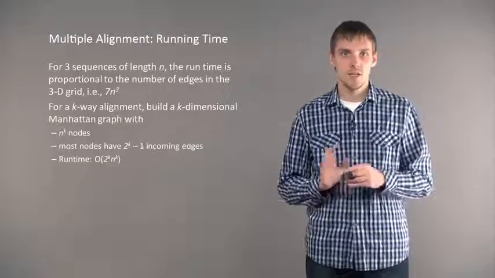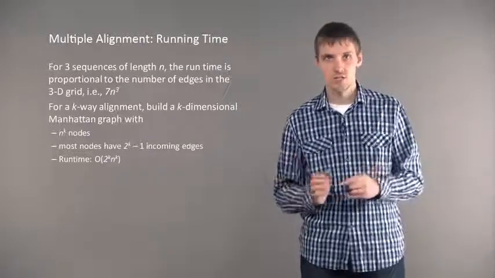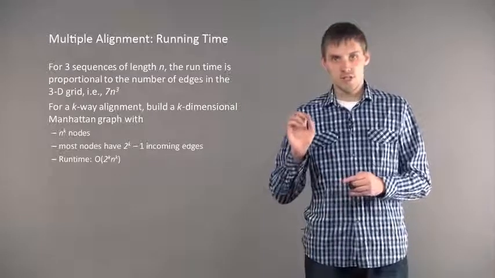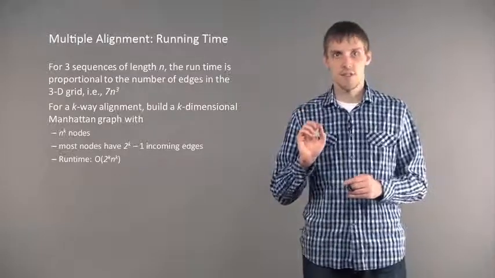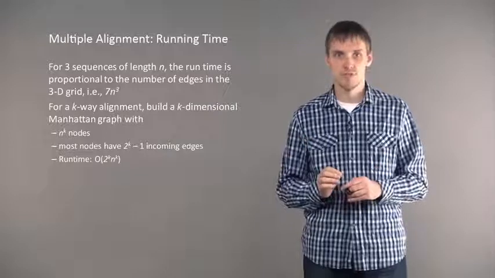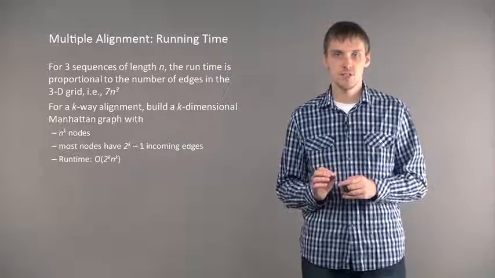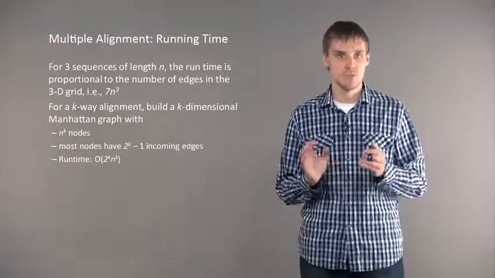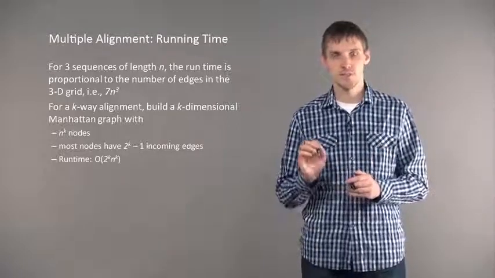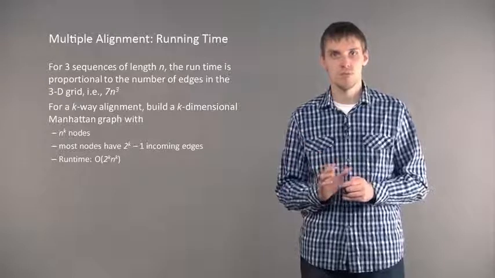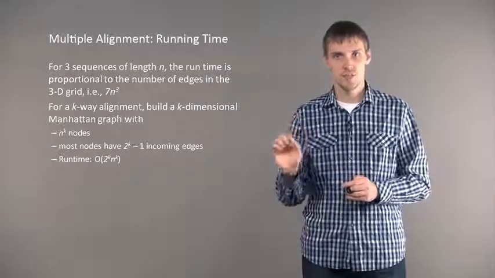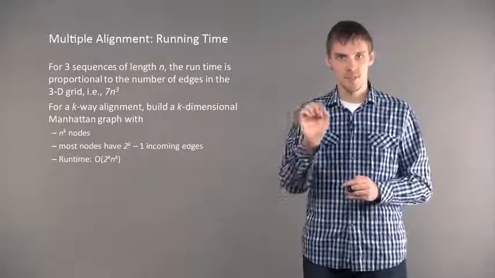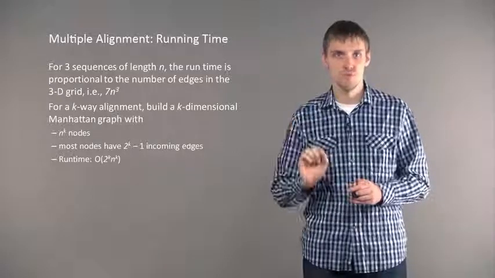And how about the runtime of such an algorithm? So for three sequences of length n, runtime is proportional to the number of edges in this grid, similar to before, but the number of edges now is much larger. So it's 7 times n cubed, because each of n cubed nodes will have 7 neighbors to choose from.